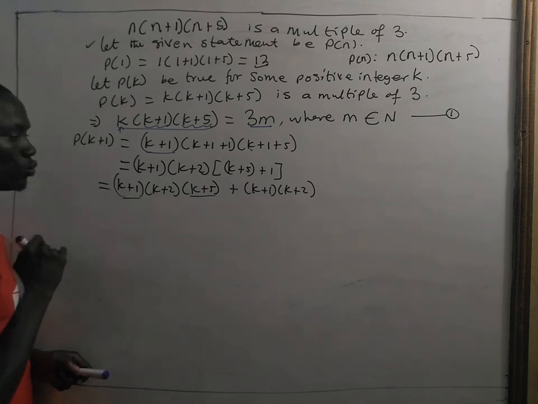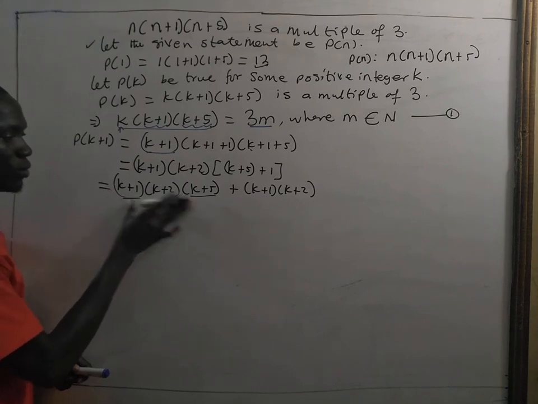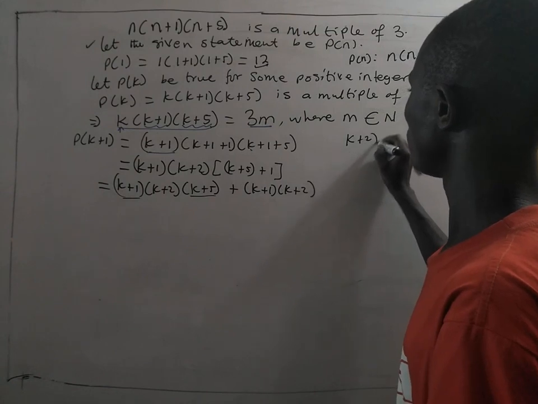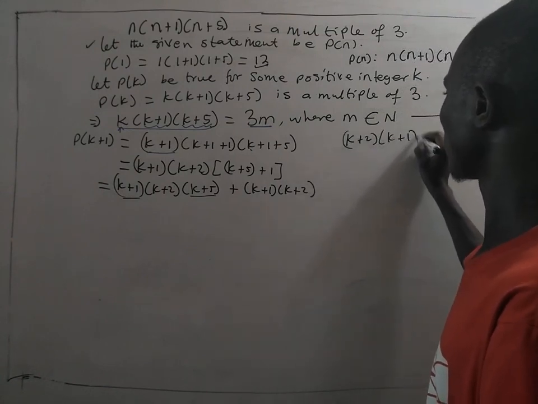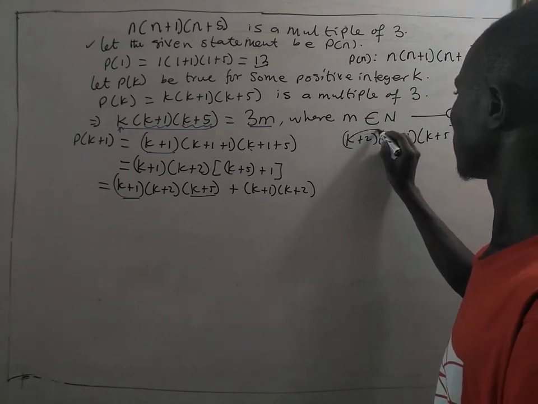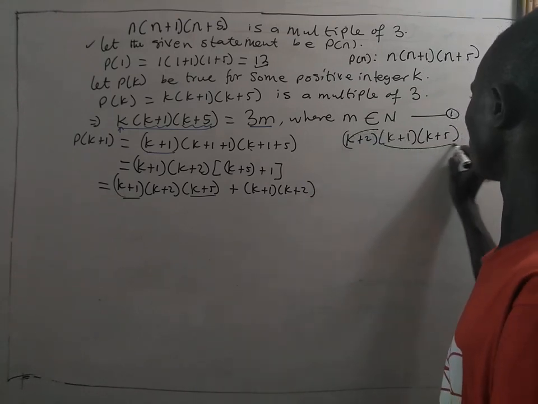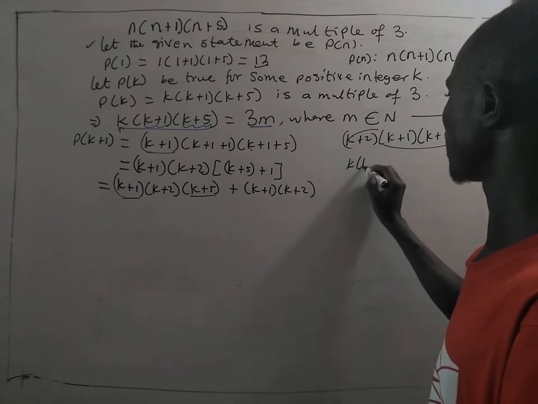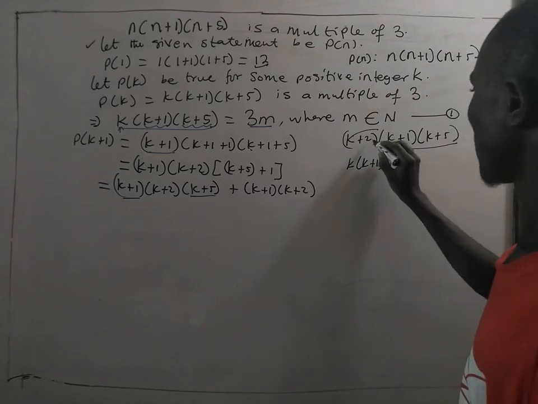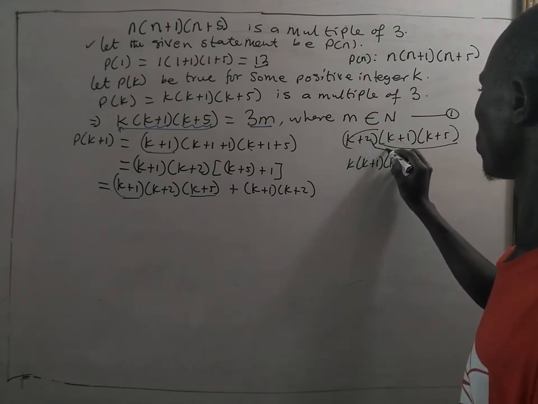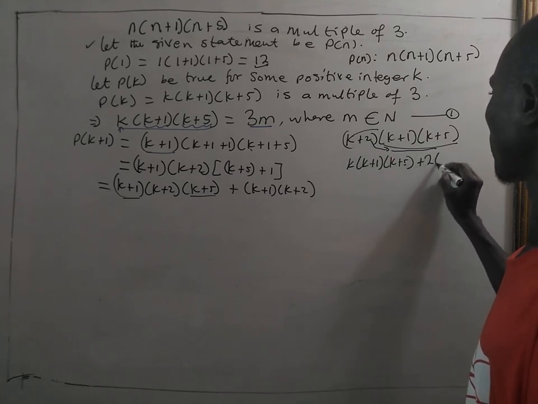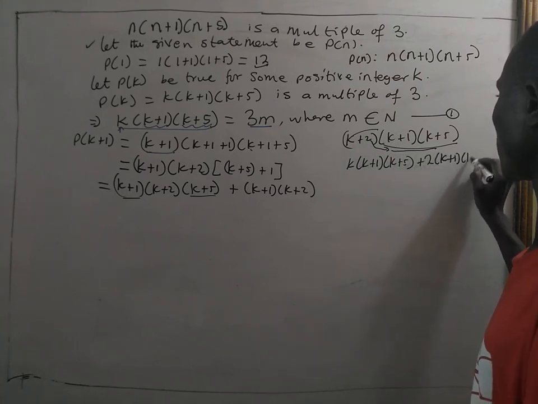And this is how we are going to do. We are going to write this one as k plus 2 times k plus 1 times k plus 5, and then expand. So k times the whole of this will give us k times k plus 1 times k plus 5, and 2 times the whole of this will give us plus 2 times k plus 1 times k plus 5.